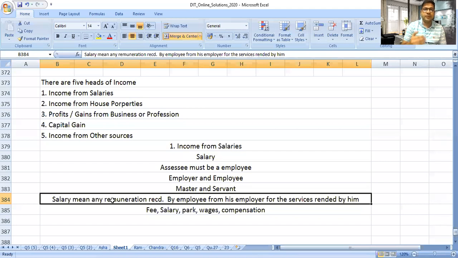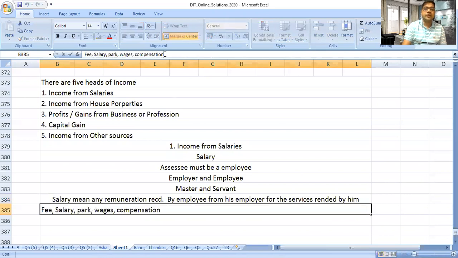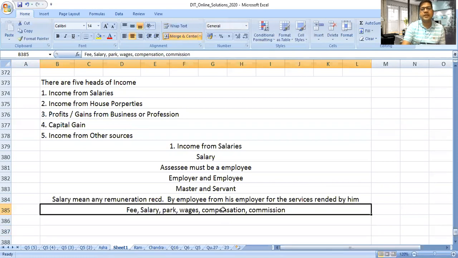Remuneration may be fees. Sometimes an employee receives commission also. You can call it any name: fees, salary, wages, compensation, commission, whatever name you give to such remuneration, it is called a salary.